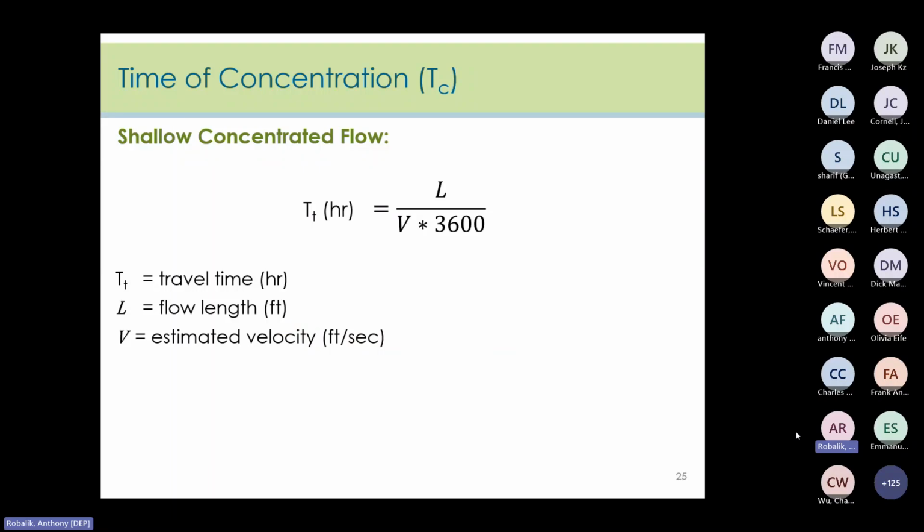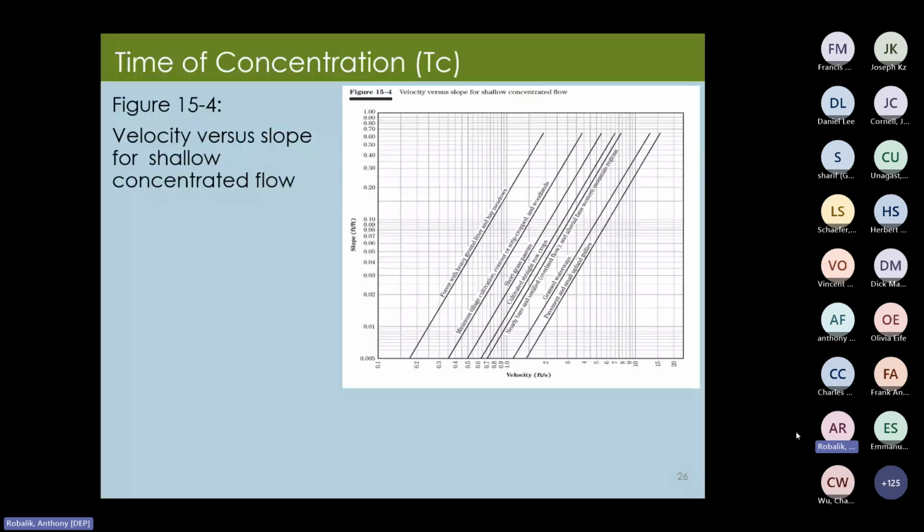All right, next we'll cover how the travel time for shallow concentrated flow is calculated. This travel time is equal to the length of this particular segment divided by the estimated velocity multiplied by 3,600 for the conversion from seconds to hours. Velocity is estimated based on site surface condition and slope. The value for flow velocity can be determined from figure 15-4 of part 630 in the NEH.